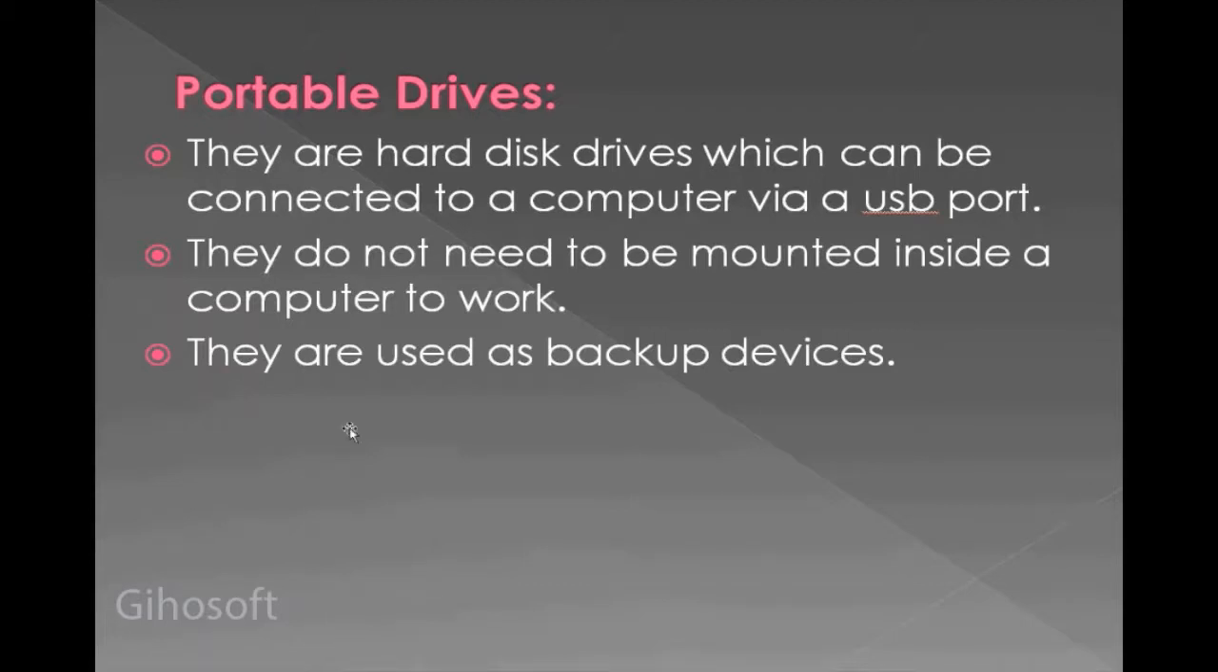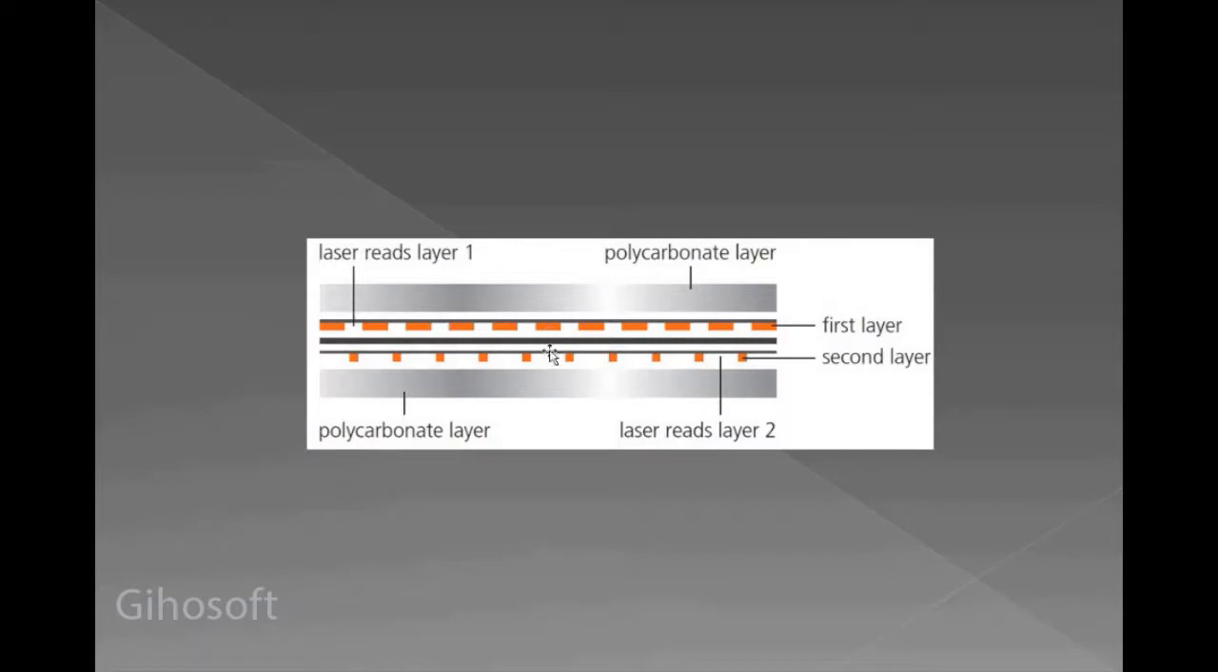Oh, one thing. This is how the dual layers of Blu-ray or DVD look like. This is the first layer. This is a spacer in between, and then this is the second layer. Both layers are sandwiched together, and a transparent spacer is there in between, so that the laser can cross from here and move on to the second layer.